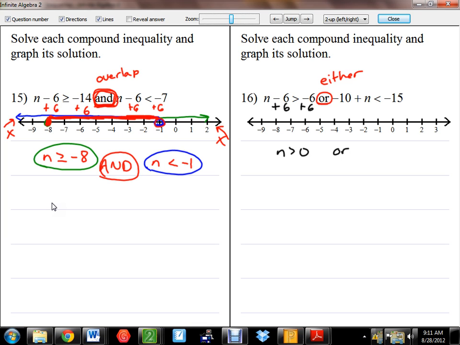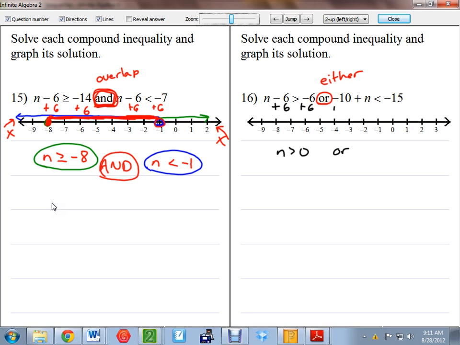Over on the "or" graph, we would add 6 to both sides to get rid of it, and we'd have n is greater than 0. Or we'd add 10 to both sides, and we'd have n is less than negative 5. And these are my two solutions. But since this is an "or" graph, we don't really care that it is on both arrows. What we care about is that it's on either one.